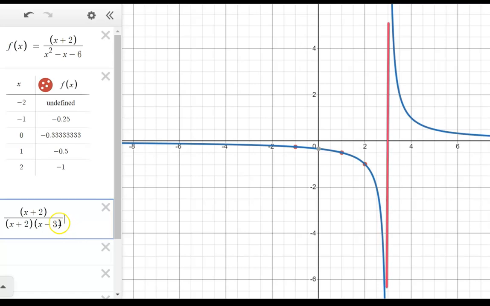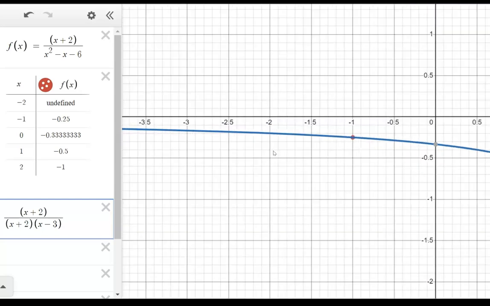That's the first restricted value. The second restricted value is when x equals negative 2. It says undefined. Well, in this case, it's not an asymptote. It's actually a point of discontinuity, and that is exactly at minus 2.